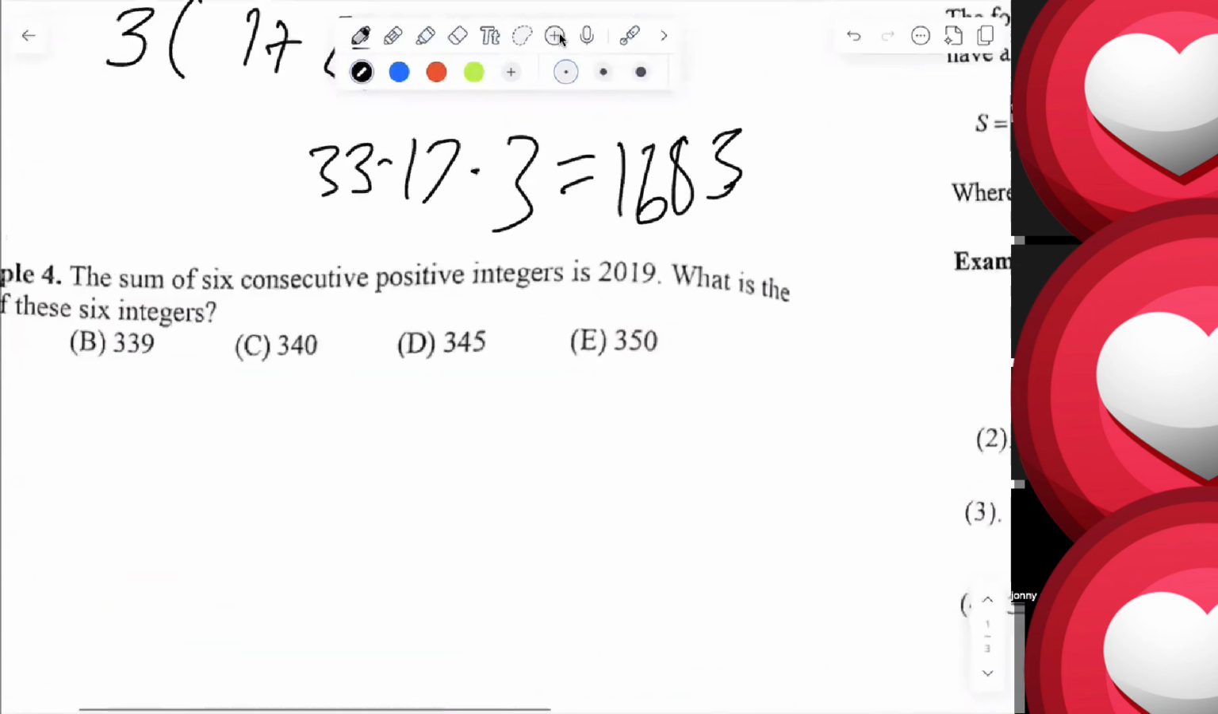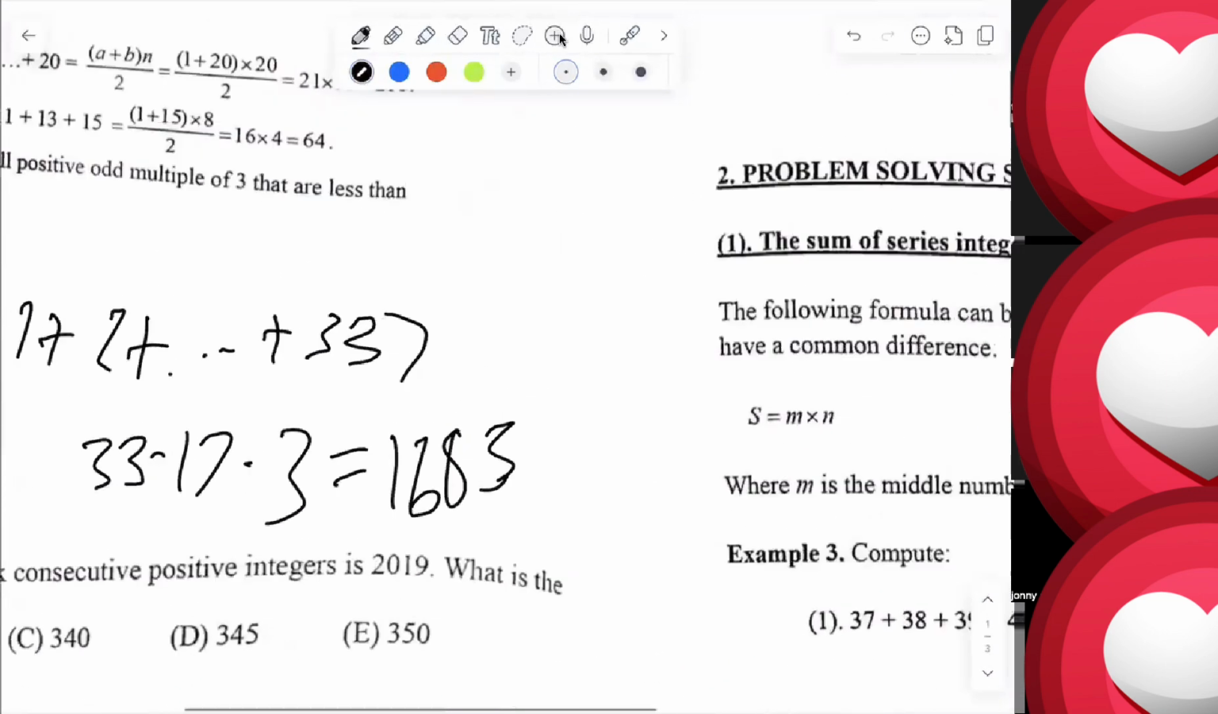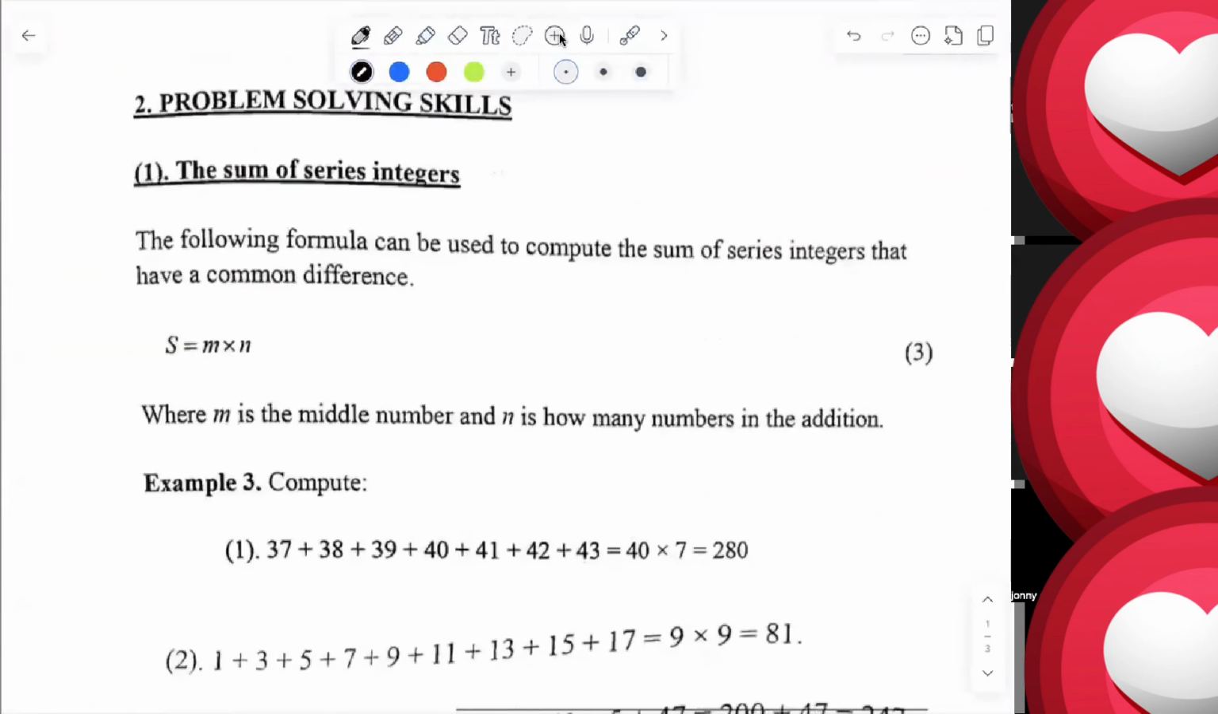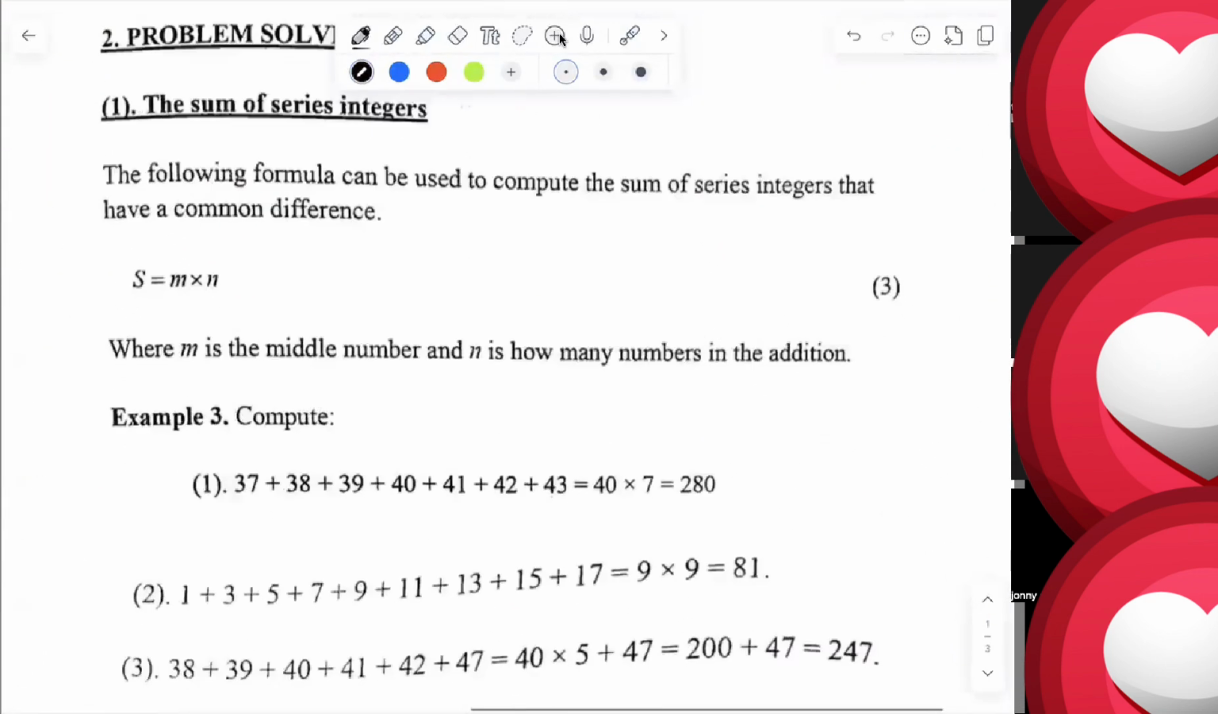Now let's move on to example 4. Let's start this one first. The following formula can compute the sum of a series of integers that have a common difference: m times n, where m is the middle number and n is how many numbers are in the addition. Now, what do I mean by m? Well, if there's an odd number of terms, it's just the middle one.